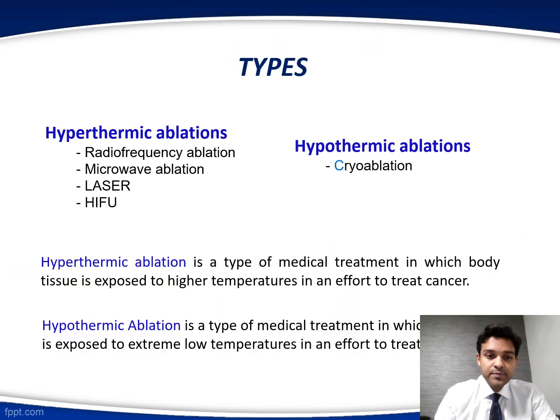Now let us have a look at the types of ablations. There are two main types of ablations. One is hyperthermic ablation and the other one is hypothermic ablation. Hyperthermic ablation refers to the medical treatment in which body tissue is exposed to higher temperatures in an effort to treat cancer, whereas hypothermic ablation is just the opposite of that, where it is exposed to extreme low temperatures in an effort to treat cancer. Under hyperthermic ablation, we have radiofrequency ablation, microwave ablation, laser, HIFU, and under hypothermic ablation, we have cryoablation.